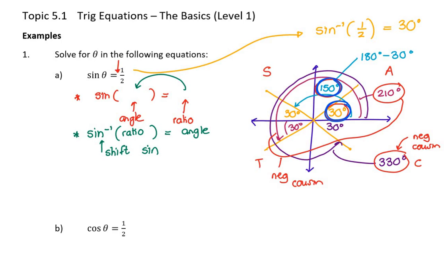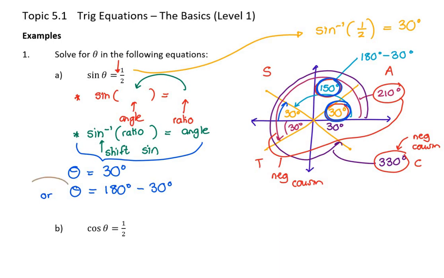Well, the first thing is you literally just do shift sine of the ratio, and your first answer will come directly from doing that. If you just say to your calculator, shift sine of a half and push equals, your calculator would say 30 degrees. Or, how do we get the second answer? The second answer is 180 minus 30. Now that makes sense because this is sine, and sine has its second solution in quadrant 2.